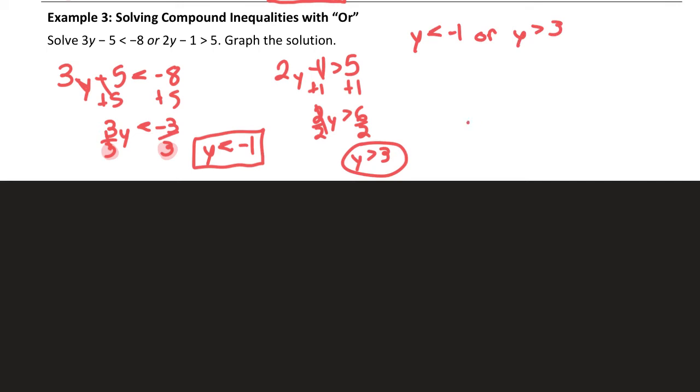I'll make that a little bit straighter. Well, not really. So I've got a point at negative 1, a point at 3. I have 2 open circles. I'm going to shade to the left of negative 1, and then I'm going to shade to the right of 3 to show my solutions.